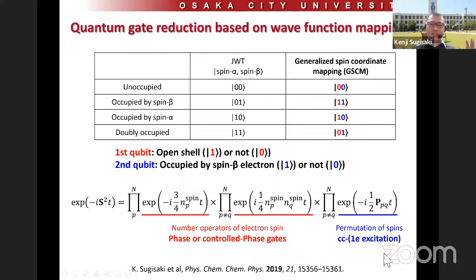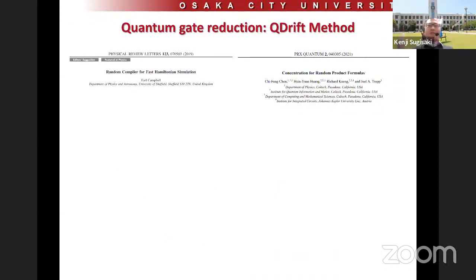So in this case, we need two control qubits, but basically the quantum circuit corresponding to a two-electron excitation operator is about 4 times longer than the quantum circuit corresponding to one-electron excitation operators. So by applying this kind of transformation, we can reduce the depth of the quantum circuit. And also, in the case of the time evolution operator, we can reduce the quantum gates by using the QDrift method.